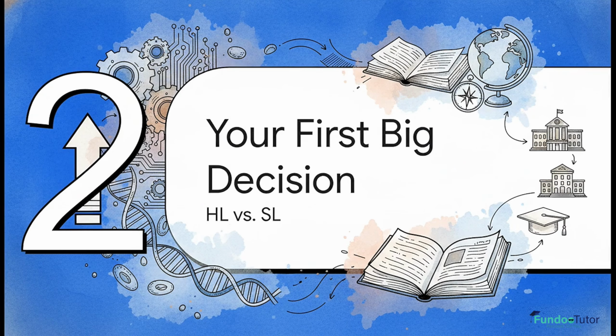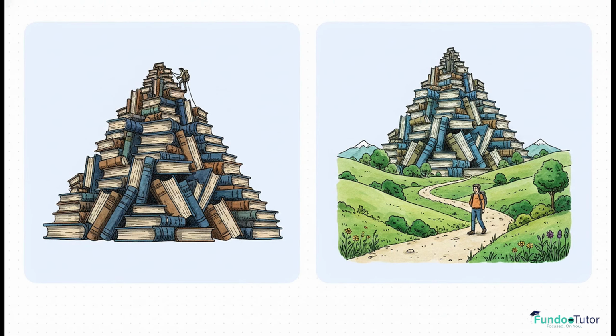All right, let's dive into your first really big decision, because it's not just about what subjects you choose, it's about how you choose to study them. For 3 of your subjects, you'll need to decide, am I taking this at higher level or standard level? So what's the difference? Well, higher level, or HL, is the deep dive. It means more class time, you go way deeper into the topics, and it's definitely more of a challenge.